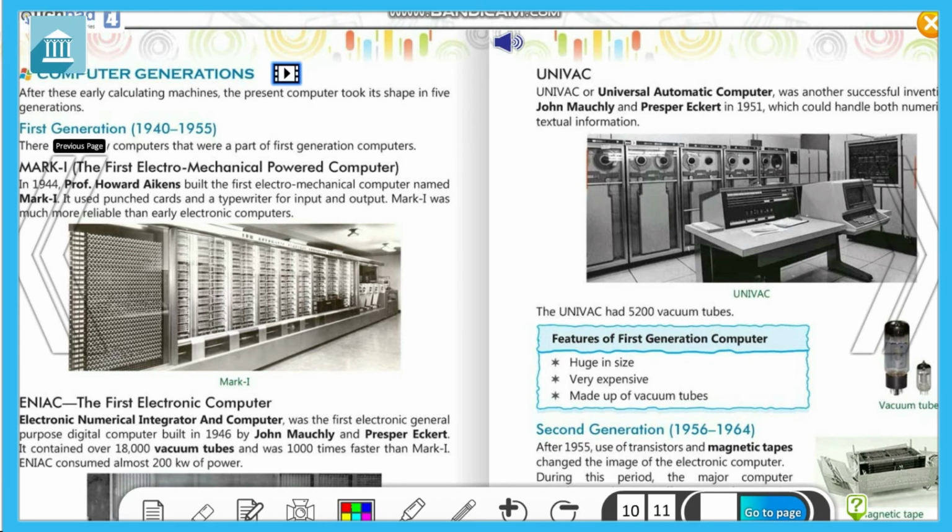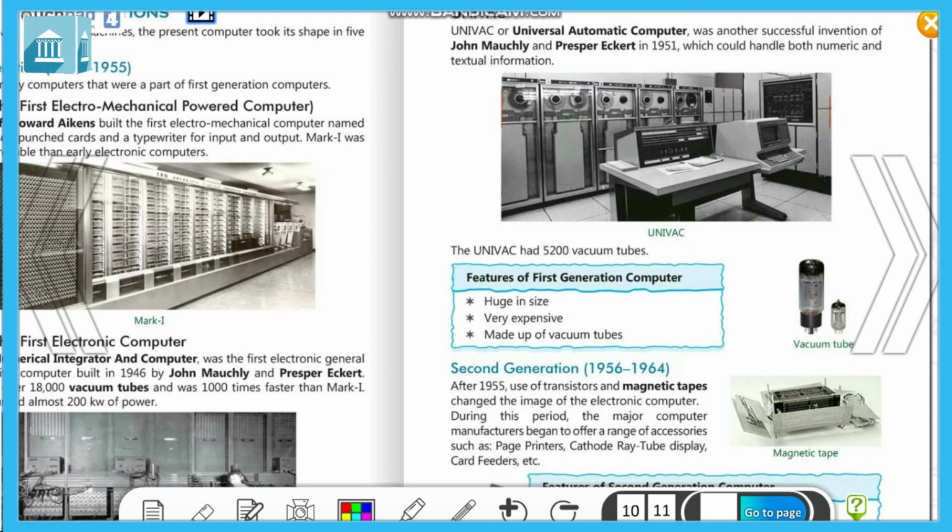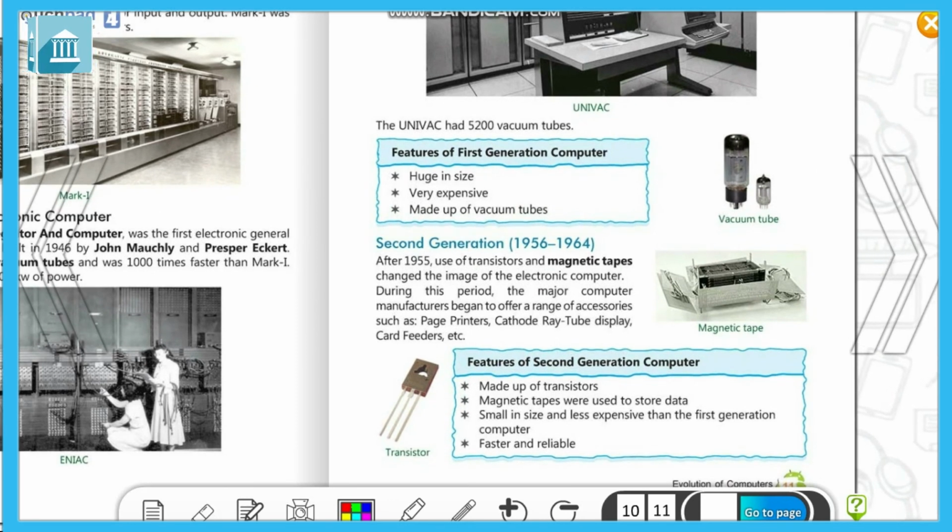In the first generation there were three computers, Mark I, ENIAC and UNIVAC. These are the first generation computers. What are the features of the first generation computer? They were huge in size, very expensive and made up of vacuum tubes. Second generation computers were made up of magnetic tapes and transistors. Magnetic tape was used to store data. Second generation computers are small in size and less expensive than the first generation computers, and they were faster and reliable.